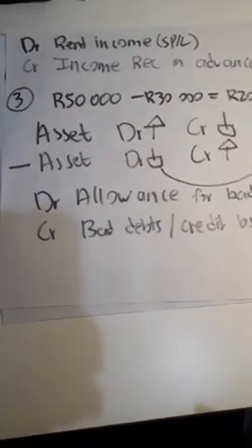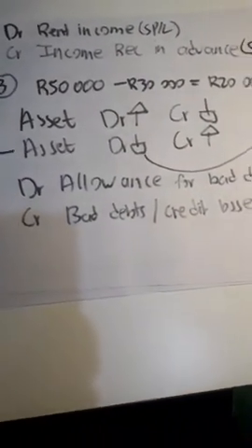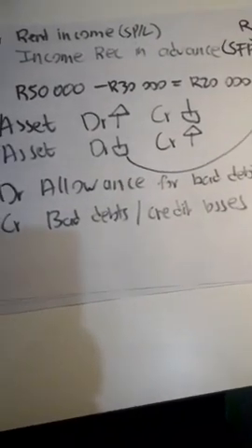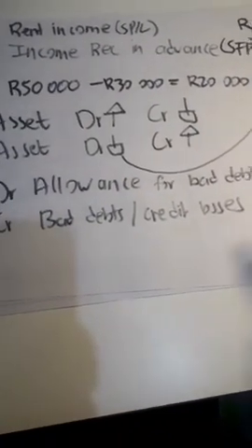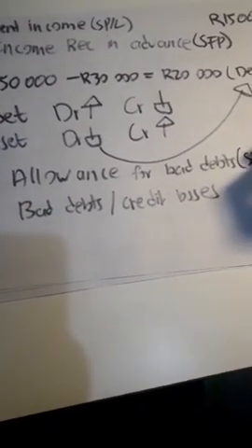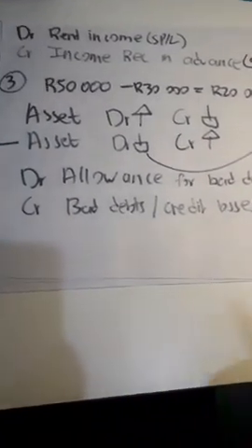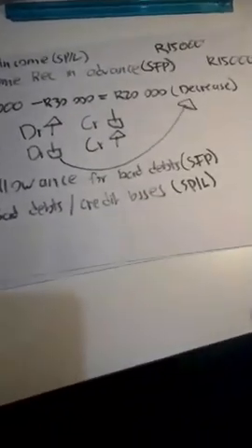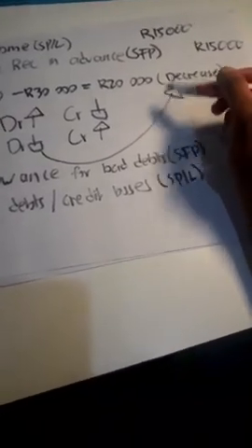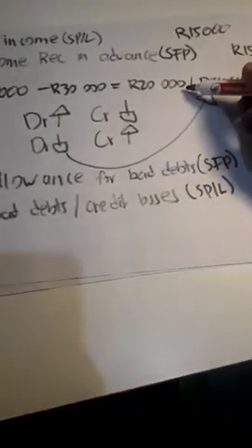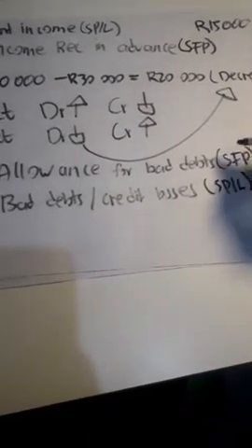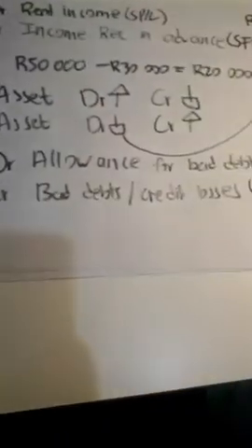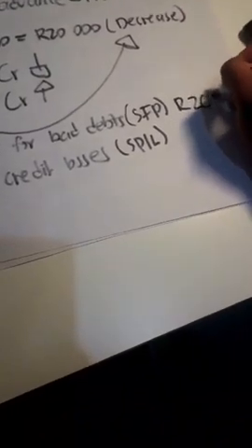So you debit allowance for bad debts, and then you credit bad debts or credit losses, right? Now, which statement does your allowance for bad debts go to? Remember, it's a negative asset. So asset goes to statement of financial position. And then bad debts or credit losses is an expense, and expenses go to statement of profit or loss, right? And then you ask yourself, what is the amount? We need to decrease our allowance for bad debts with 20,000. Where do you decrease a negative asset? A negative asset decreases on the debit side. So I'm going to write 20,000 here.